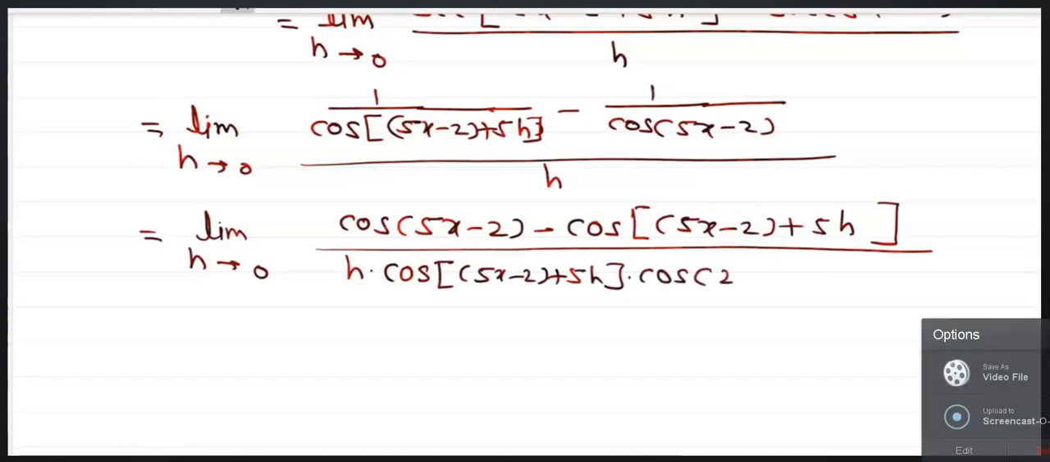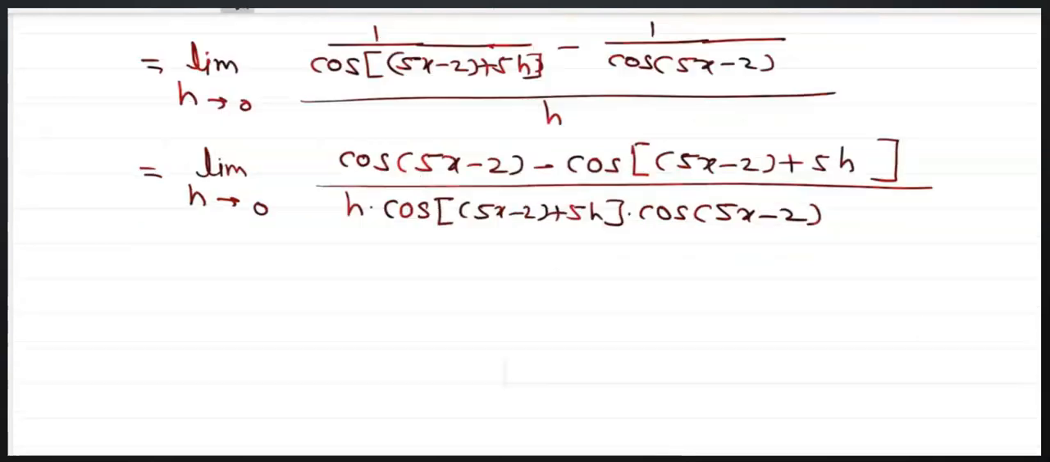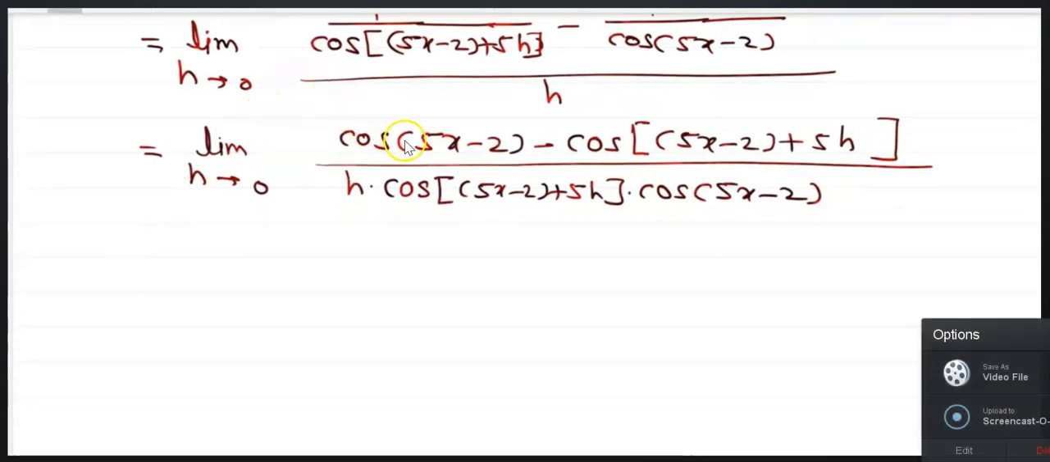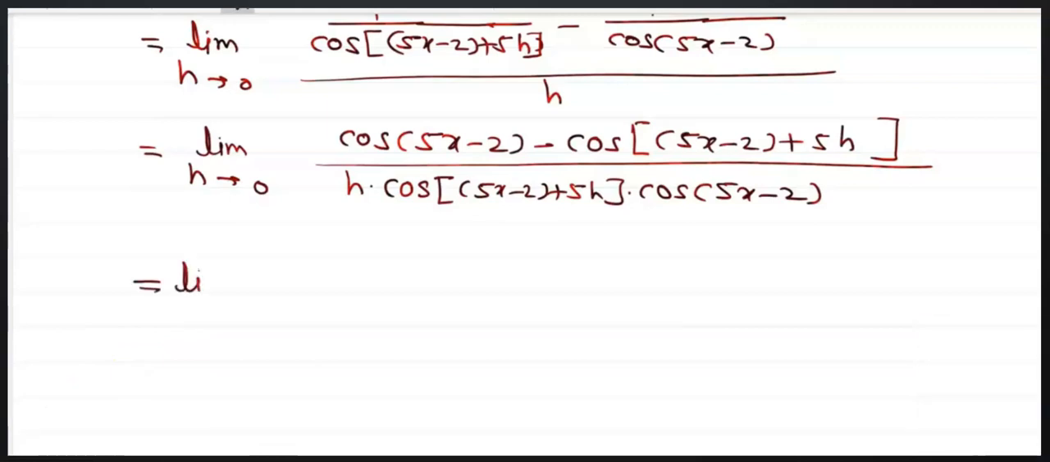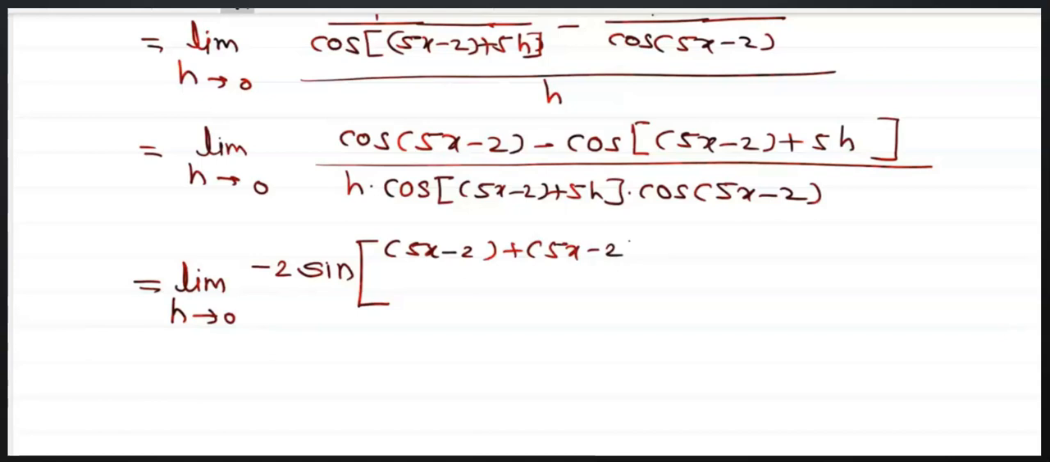Now see this here. This is the cross multiplication, that is cos of pi x minus 2 minus cos of pi x minus 2 plus pi h upon h into cos of pi x minus 2 plus pi h dot cos of pi x minus 2. Now this is a cos c minus cos d, that is, we'll apply the formula. That is minus 2 times sine of c plus d upon 2 and sine of c minus d upon 2.